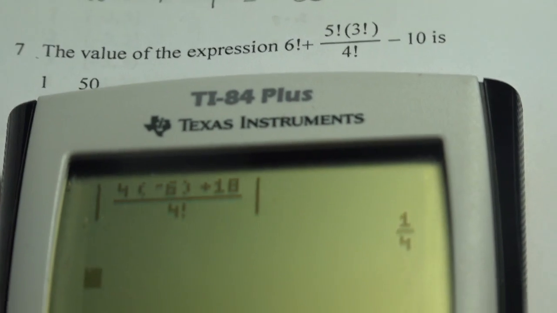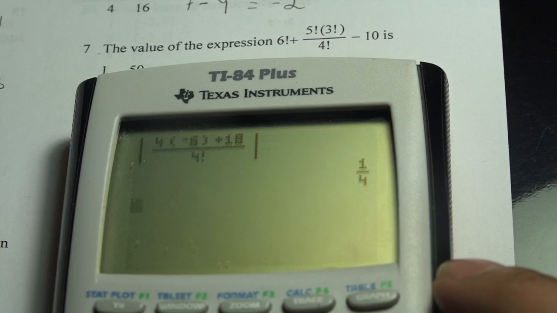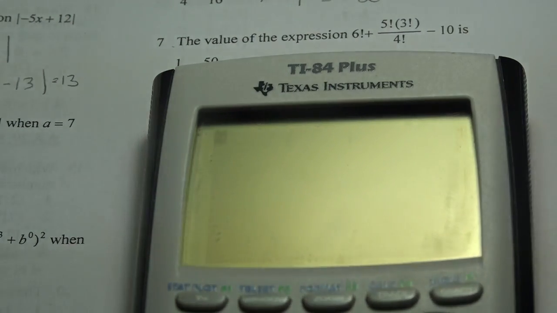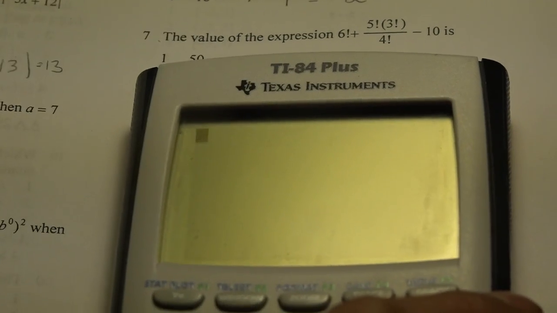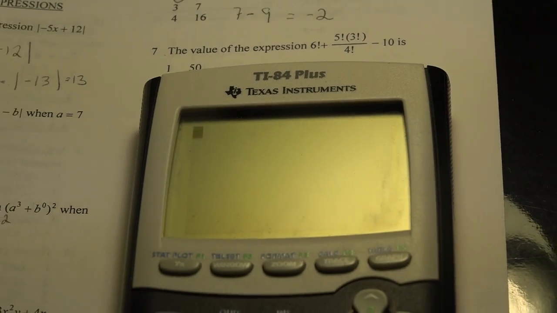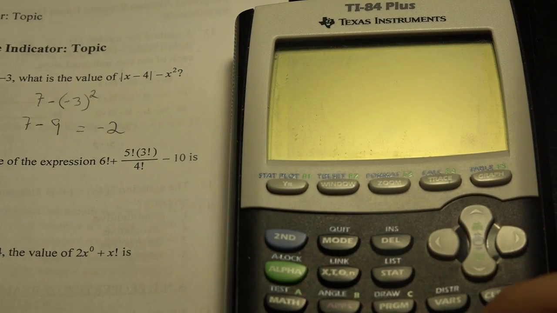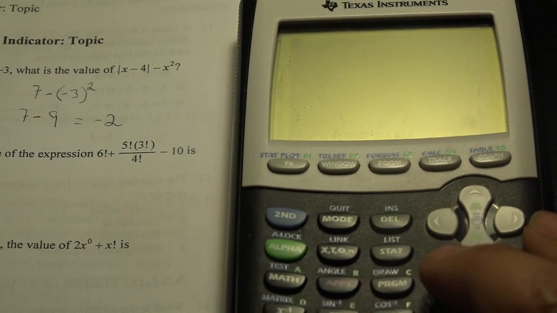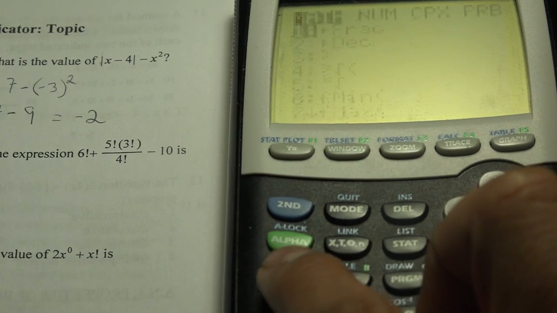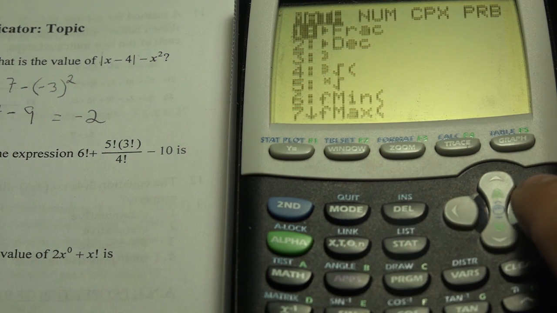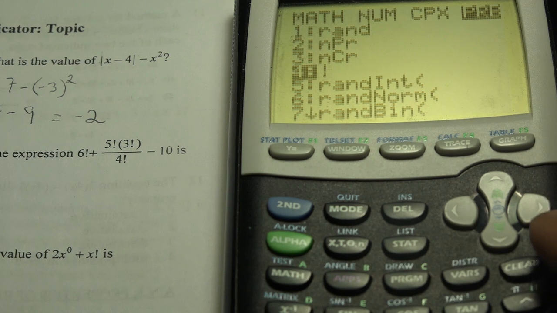I already showed you how to put the factorial in it, but just in case you forgot, we'll do it again. Okay, so let's clear this out. Let me zoom out a little more. For factorial, we're going to press the key that reads math. First we need the 6, so it's 6, and now we press math and move all the way to the right, or just once to the left. We have 6 factorial.